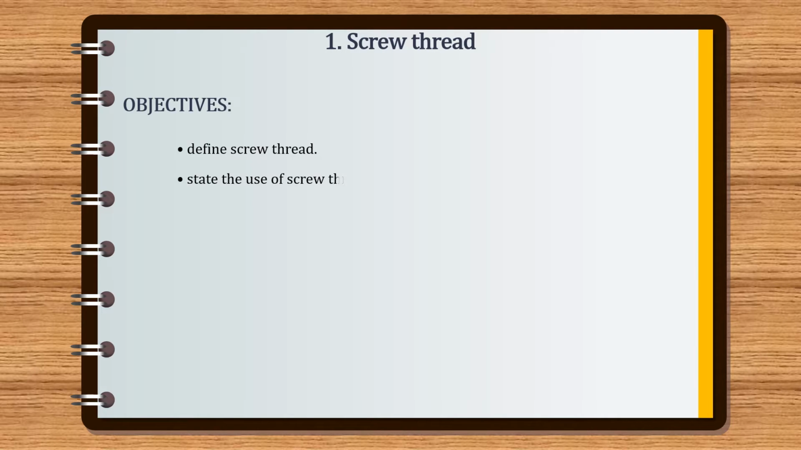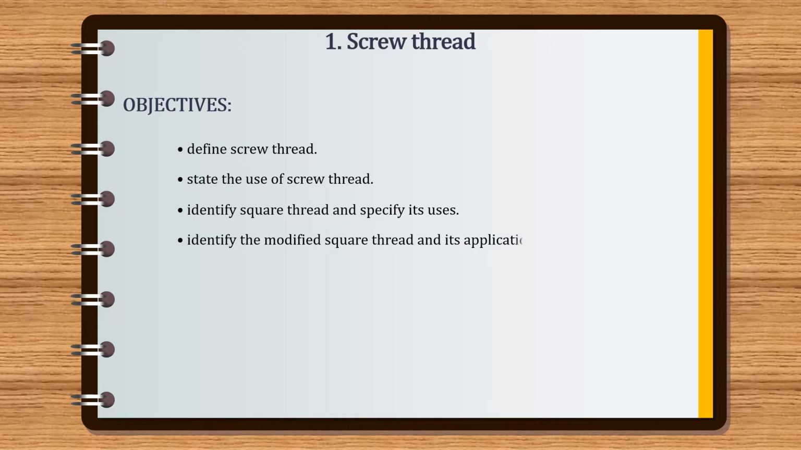First, we are going to discuss the topic of screw thread. Let's see the objectives of this topic. You shall be able to define screw thread, state the use of screw thread, identify square thread, and specify its uses. Identify the modified square thread and its applications. Identify the different forms of trapezoidal threads and their uses.